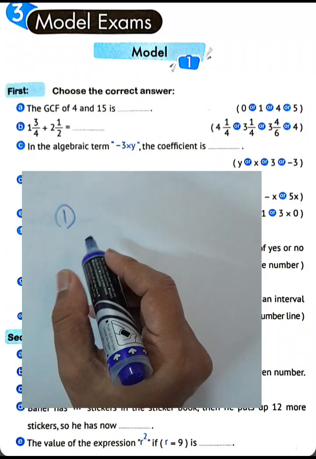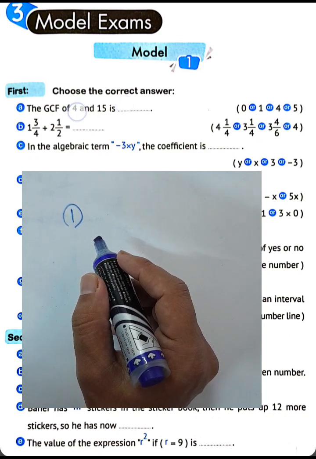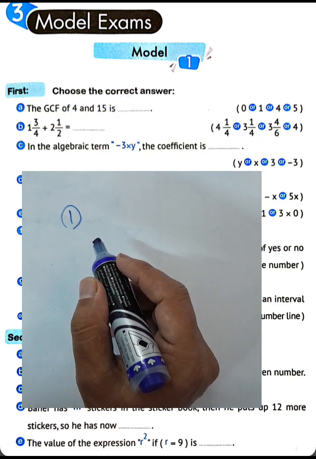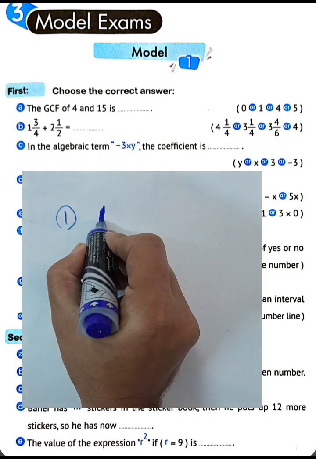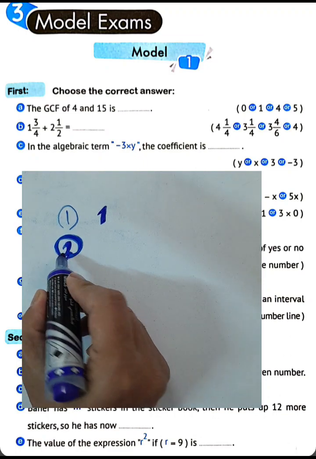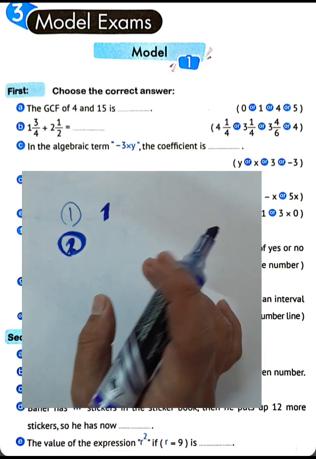Question number 1. The greatest common factor of 4 and 15 is blank. We know 4 and 15 are relatively prime numbers. Then the greatest common factor between 4 and 15 will be 1. The common factor between 4 and 15 equals 1, meaning 4 and 15 can be divided by 1 only.